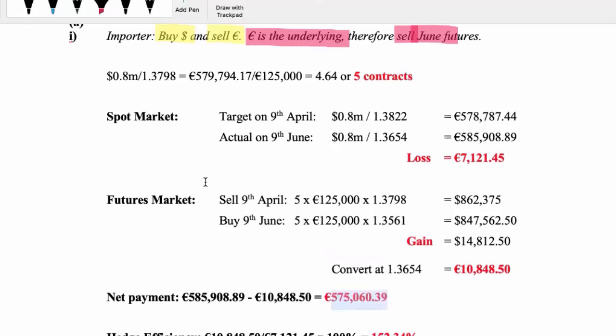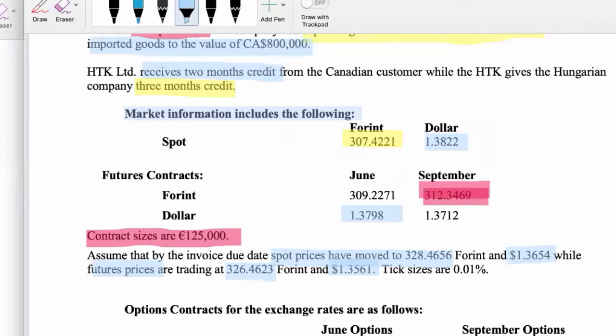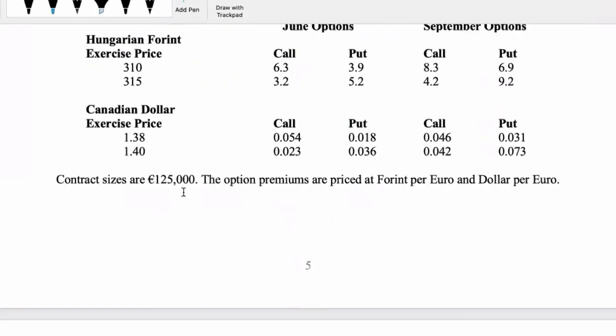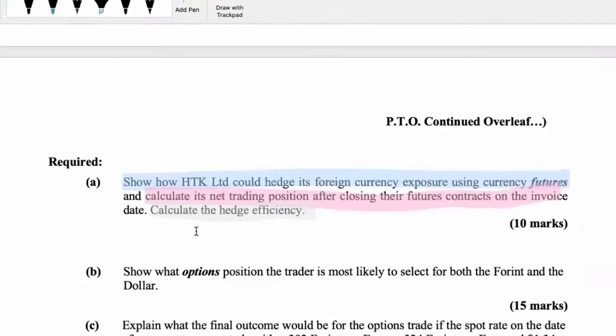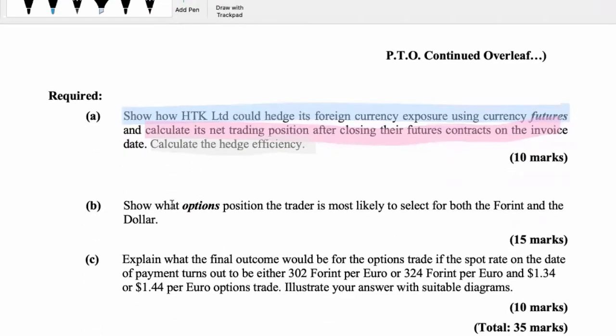What we're going to look at now is part B, which are options. Okay, 15 marks in this example. Show what options position traders most likely to select for both the foreign and the Canadian dollar.